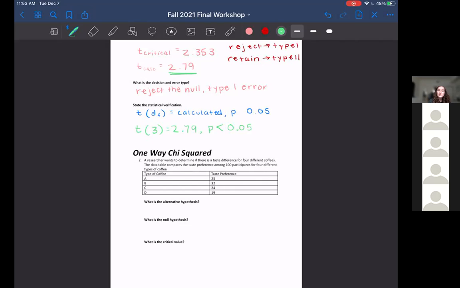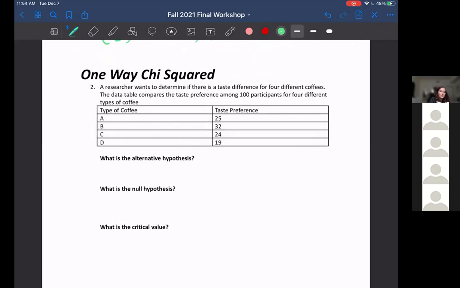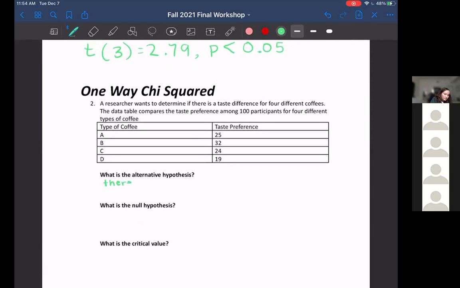Would it be that they all taste the same? That would be the null, right? Because the null says that there is no difference or no change or no effect, nothing happens. If they all tasted the same, there would be no difference. So it's that there is a difference between all the different coffees? Yes, good, perfect. So the alternative is that there will be a difference in taste preference. I'm just going to write that because I want to make sure we have time for everything. And then, like you said, the null is that there will be no difference, so they'll all taste the same.